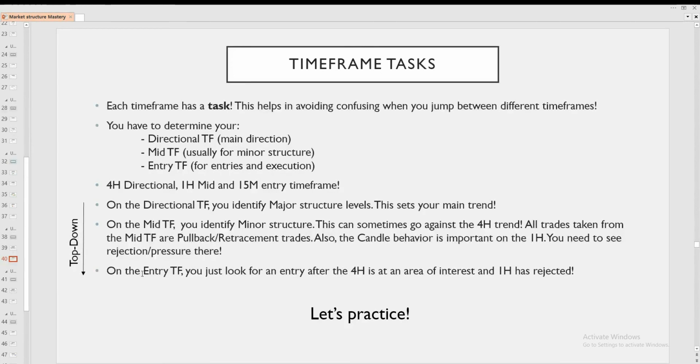And of course, on your entry time frame, you just look for the entry after the 4H is an area of interest and the 1H has rejected or shown you some pressure and it's showing you that the market is ready to actually reverse.